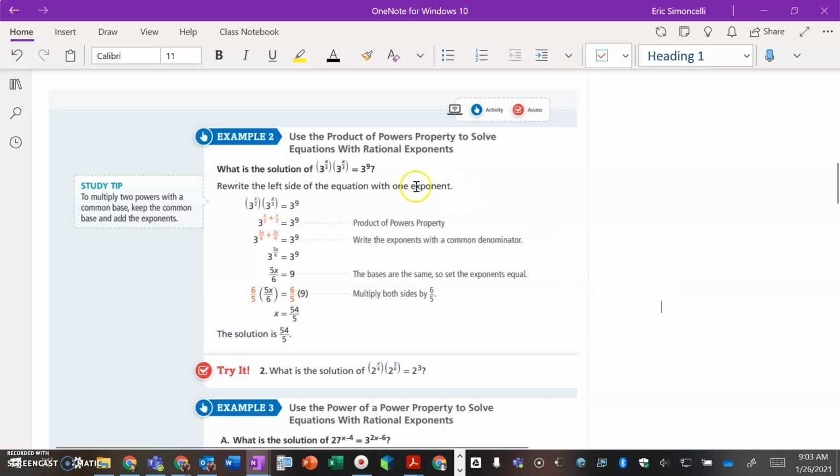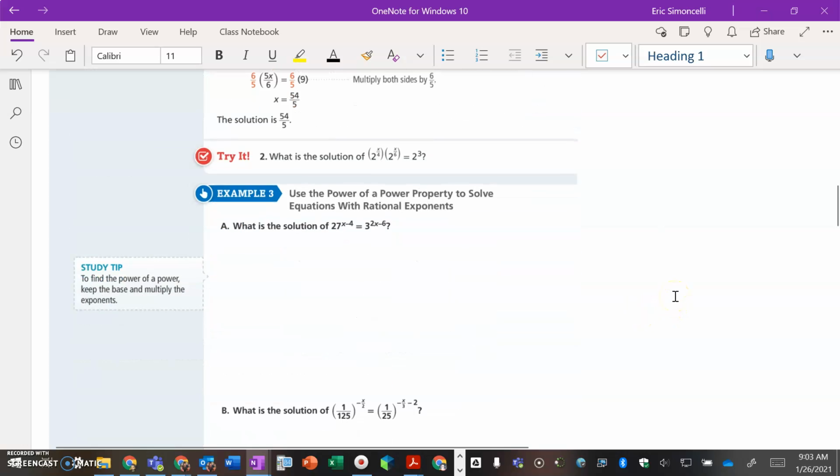One thing that I encourage you all to do, really on many math problems as we've discussed in the past, is plugging your answer into the original problem. If you were to plug in 54/5 for x, it will bear out that 3 to the 9th power is the end result. So 3 to the 54/5 over 2 times 3 to the 54/5 over 3. Of course, multiplying those will end up being 3 to the 9th.